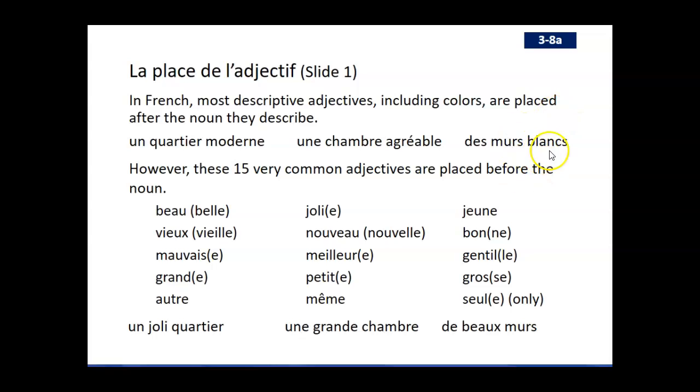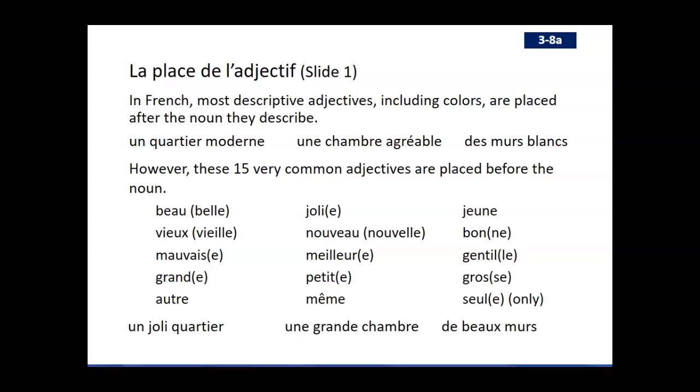Finally, des murs blancs, we already see the agreement here. A mur, there's more than one, there's an S on the end, so blanc normally would be spelled without an S, but because it agrees with more than one wall, des murs, I'm going to add an S to that. Okay, so we have to be very careful about making those adjectives agree with the nouns they're describing.